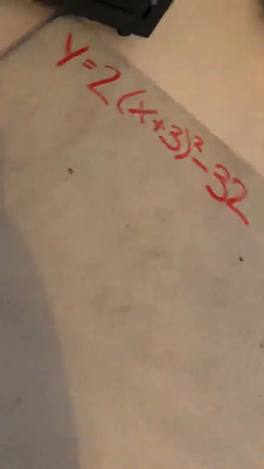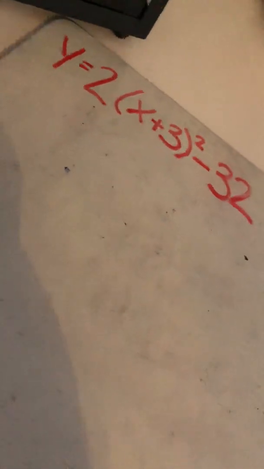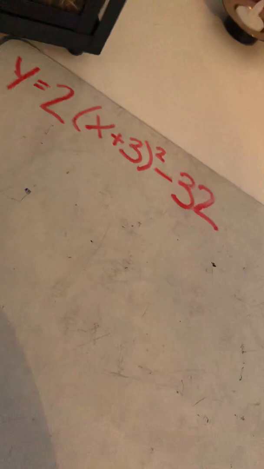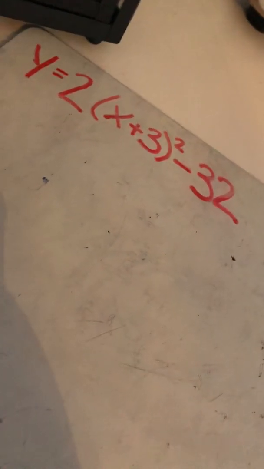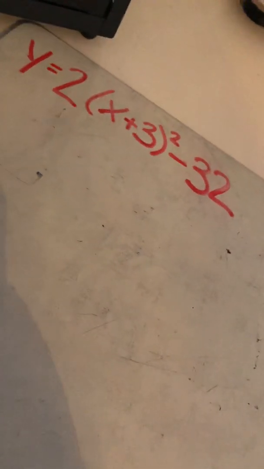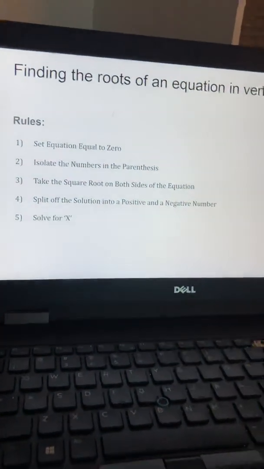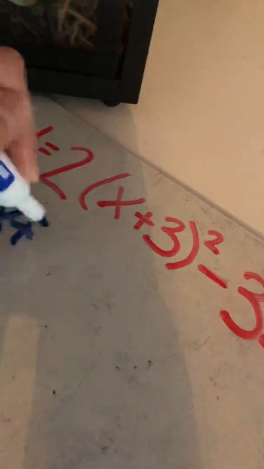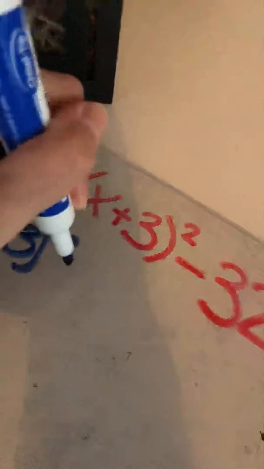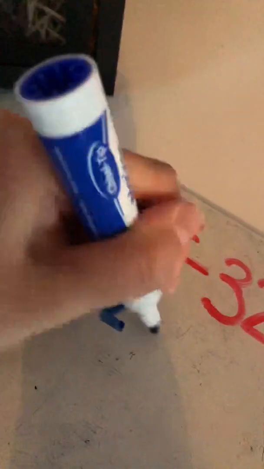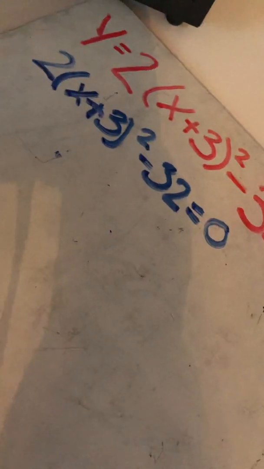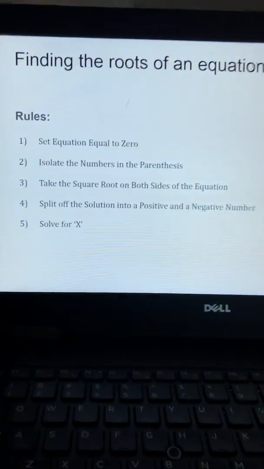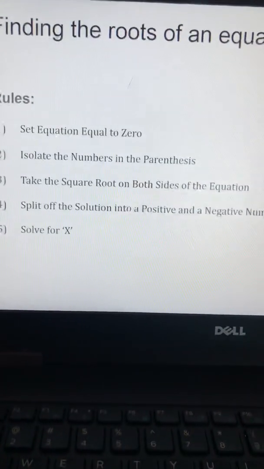Okay, so for the first problem, I have y is equal to 2 times x plus 3 squared minus 32. So our first step is to set the equation equal to 0. So I'm going to write 2 times x plus 3 squared minus 32 equals 0. Just like that. My second step is to isolate the numbers in the parentheses.